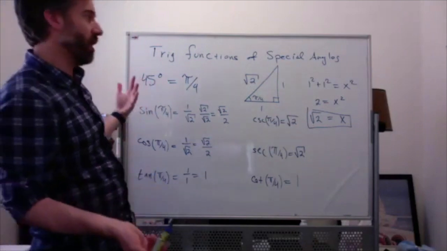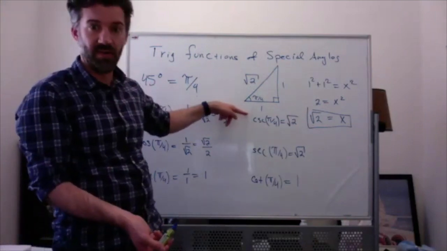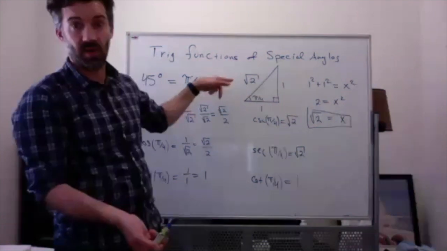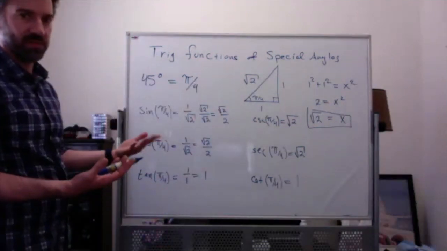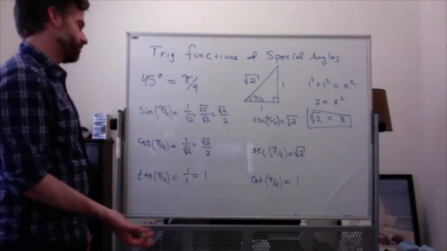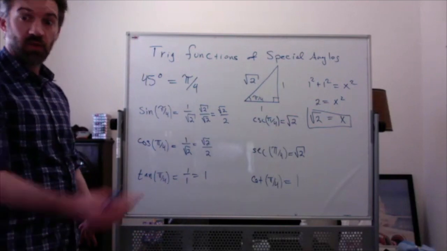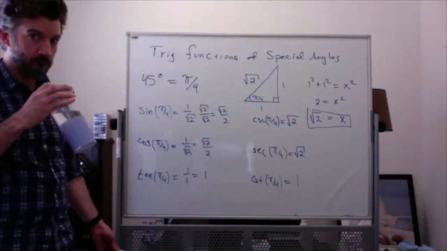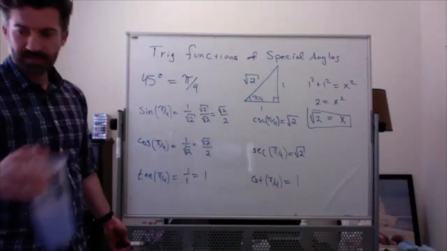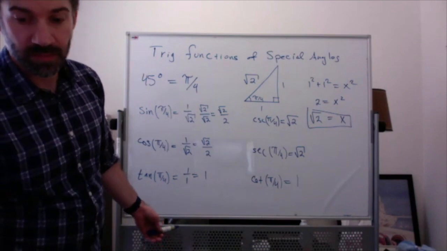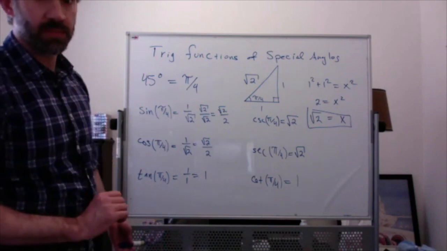You could have a bigger triangle where the sides are like 500 and 500 and 500 times the square root of 2. It would still essentially be a similar triangle. So that's one of the 3 special angles. Are there questions about this? Is it fine if you repeat how you got cosecant and secant?